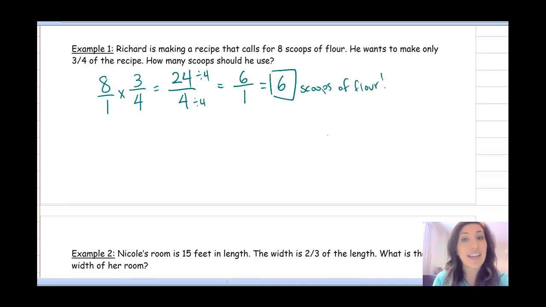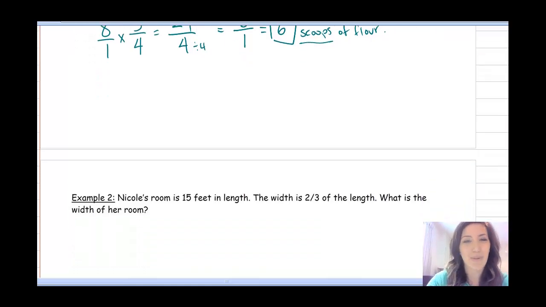Now don't forget, if the question asks how many scoops should he use, then you need to say 6 scoops. So those are the units in this example.